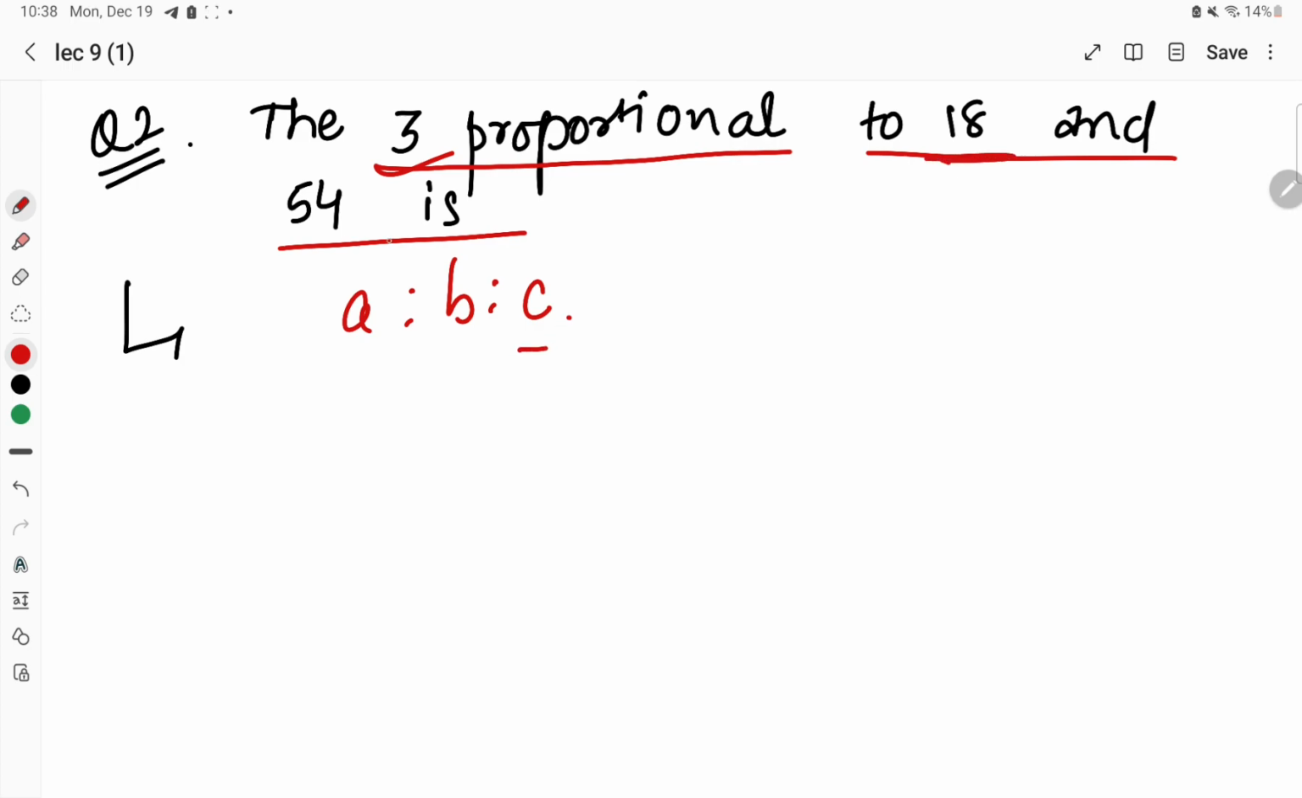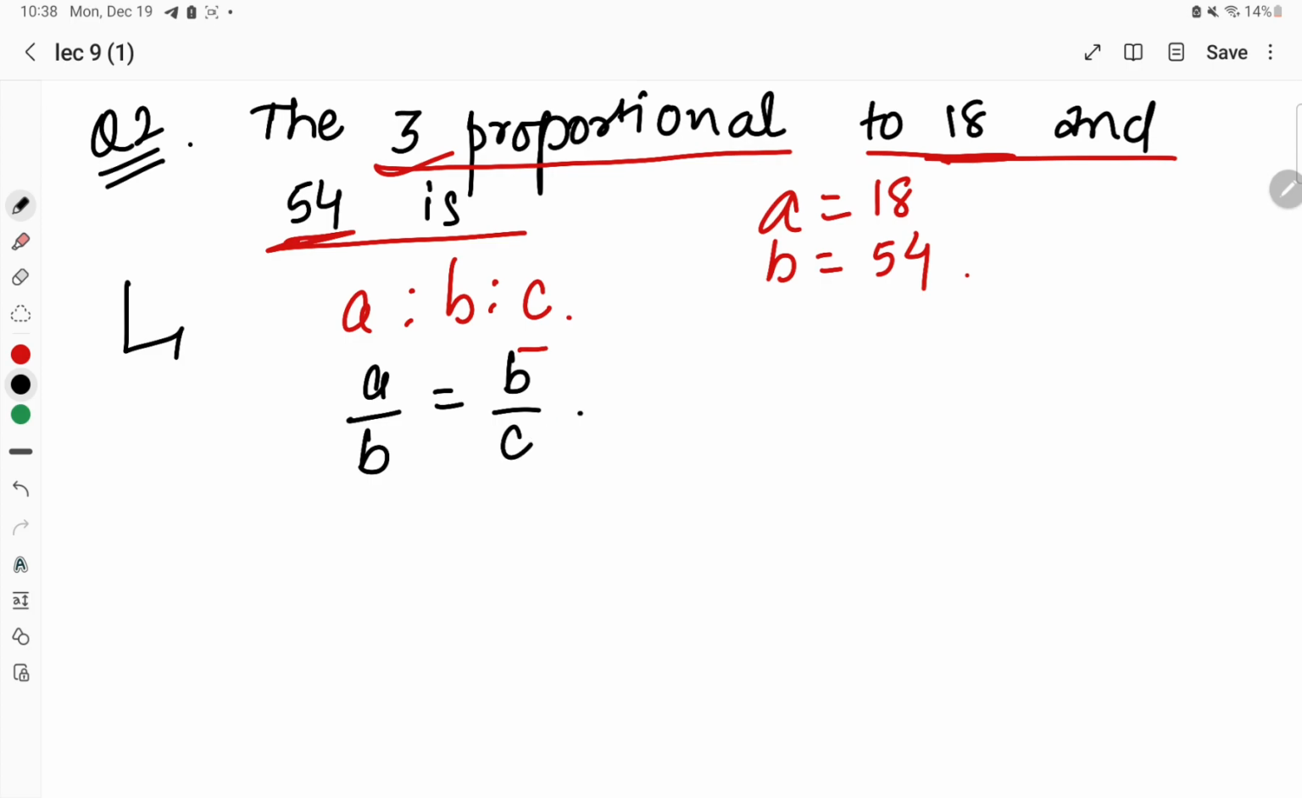First is given, second is given. Take A as 18, B as 54. Right? In this particular case, I can write this as A upon B is equal to B upon C, as I have mentioned above. Alright? So, A into C is equal to B into B. This is the cross product. Am I right? This is the cross product.